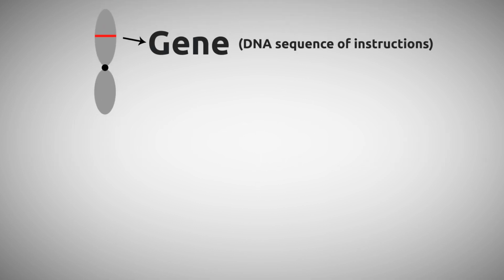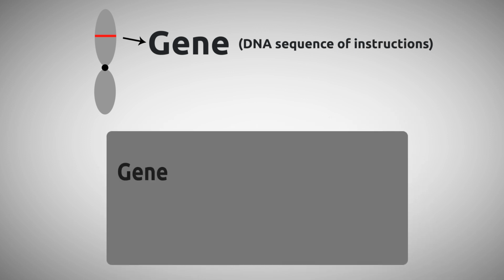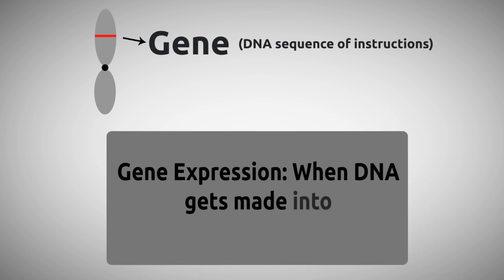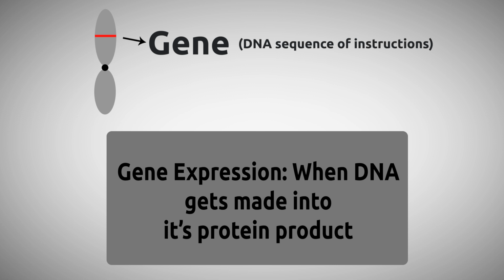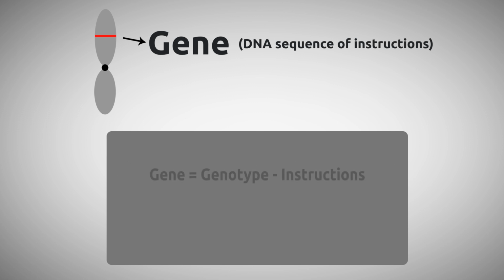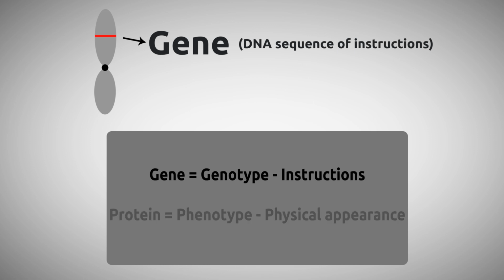Well, the gene is the instructions, right? This is what we call the genotype. When it gets expressed, that means this set of instructions actually gets made into its product. Every gene has a protein product. The protein then would be the phenotype. So that's the physical expression of those instructions from the gene.